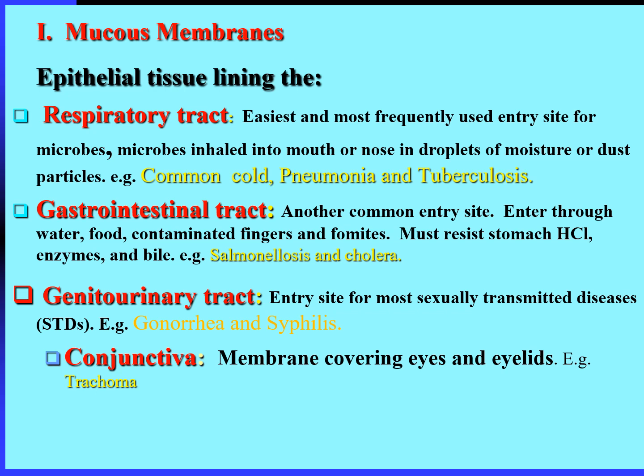Conjunctiva, the membrane covering the eyes and eyelids, for example trachoma, which is caused by the bacterium Chlamydia trachomatis. The bacteria must enter from the membrane covering the eyes and eyelids, which causes conjunctivitis.